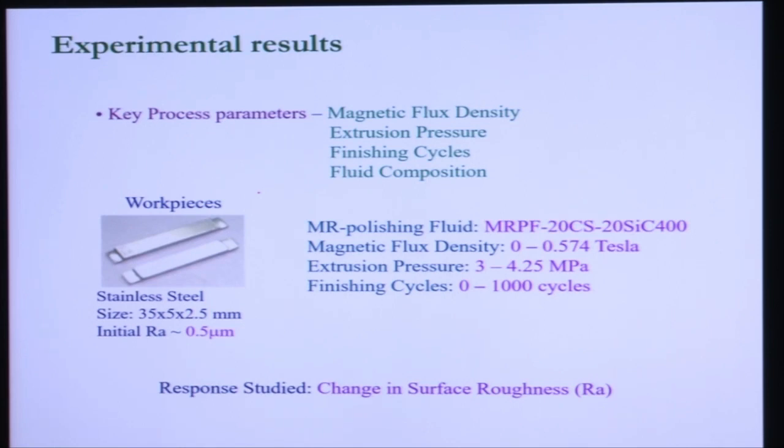Now the response we have to study. What is the response? As this is a nano finishing process, we have to consider the change in surface roughness. Initially we measure the initial surface roughness. After polishing, we measure the surface roughness again, that is the final surface roughness. This change, the initial minus final surface roughness, will give our output. It is written as delta Ra. So the change in surface roughness is delta Ra.